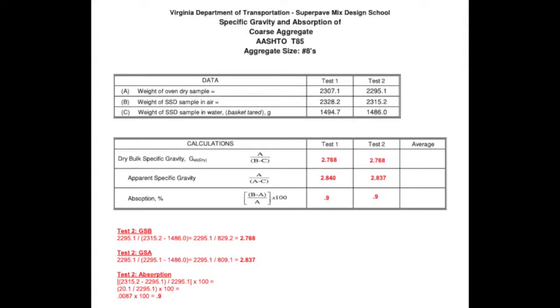So test 2 on your GSB, A divided by B minus C yields us a 2.768. Apparent specific gravity, A divided by A minus C yields us a 2.837. The absorption, B minus A divided by A times 100 yields us a 0.9.